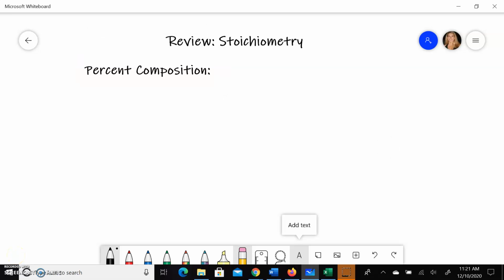This lesson is going to review stoichiometry, which is a lot of the calculations that we did, the mole calculations and various things that we did throughout the semester. So the first one we're going to do is percent composition.